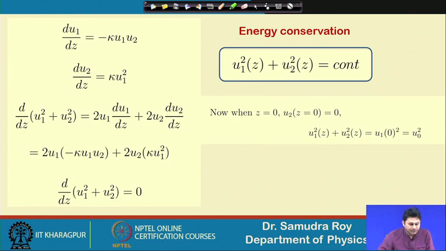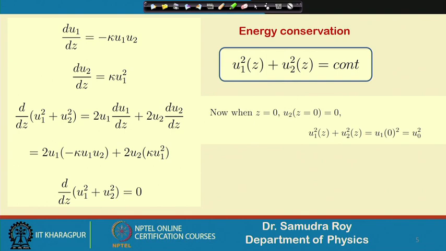Yeah. So, first let us try to find out how energy conservation is applied here. On the left hand side, du1/dz is equal to minus kappa u1 u2, and du2/dz is equal to kappa u1 square. These two equations are our mother equations.